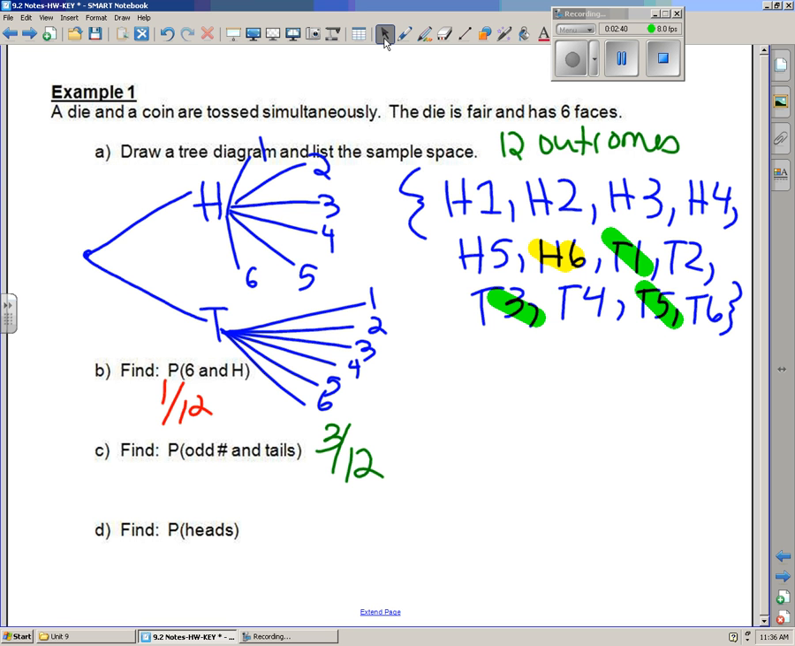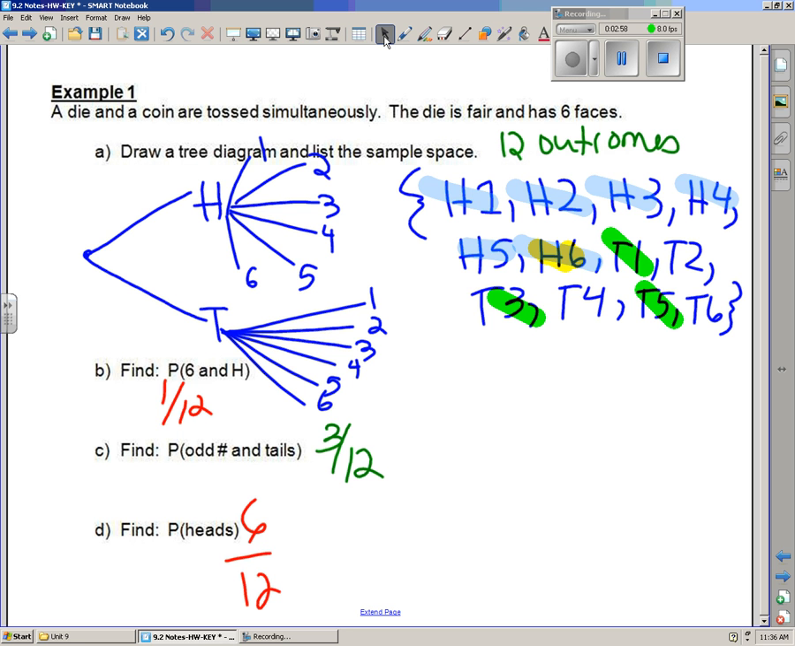Then the last question is, what's the probability of getting a heads? They don't specify the number, they just specify the coin. So there are 6 ways out of the 12 to be sure that I get a heads. Don't worry about simplifying anything, just kind of keep them as is.